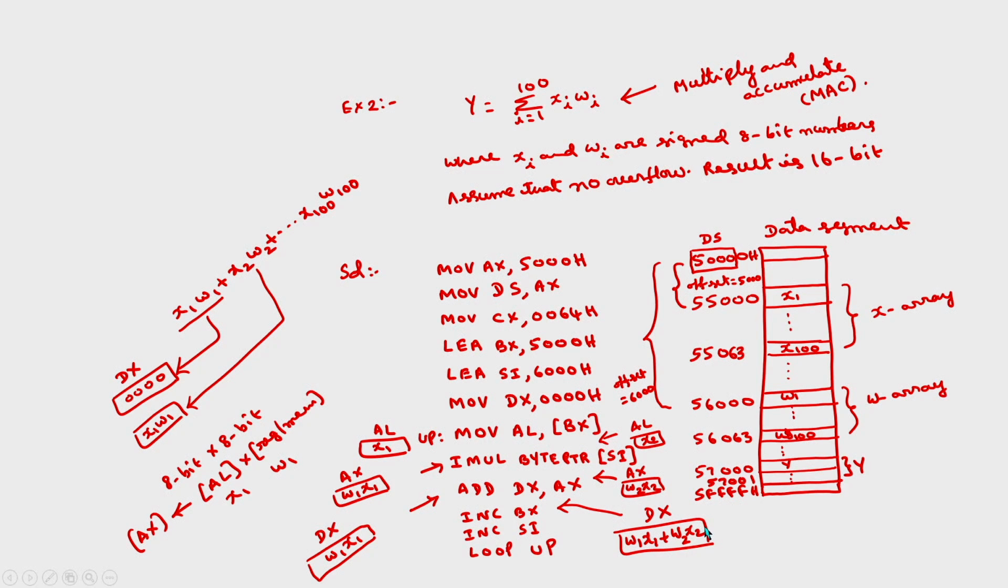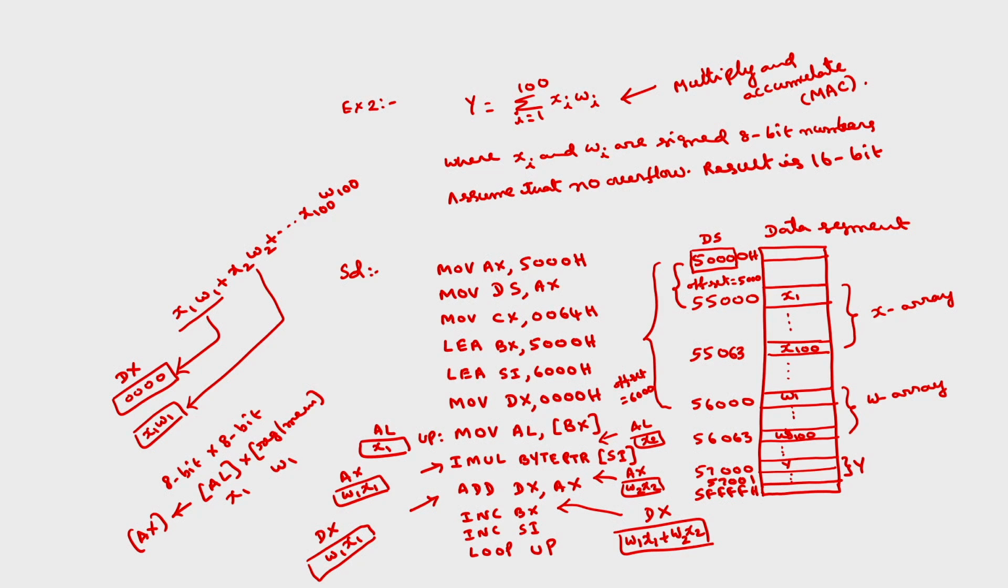Again we will increment BX so that it will point to X3. We will increment SI, it will point to W3, because the 100 multiplications are not over. So, CX will be decremented by 1. So, again it will go to the loop. So, when will it come out of the loop? After multiplying all the 100 numbers. Okay. Once it comes out of the loop, the result is there in DX.